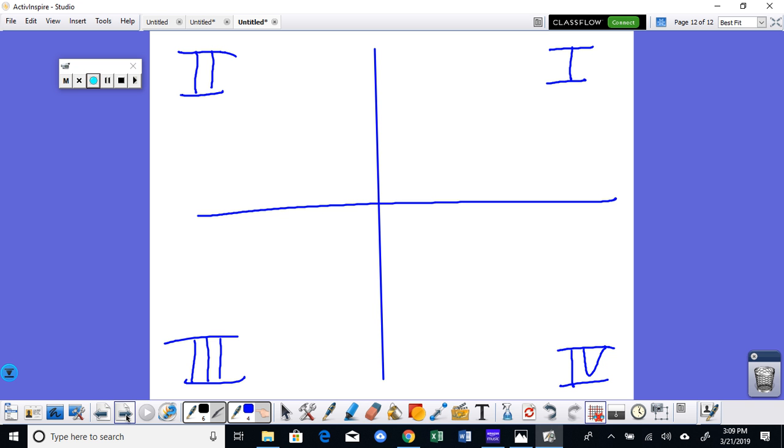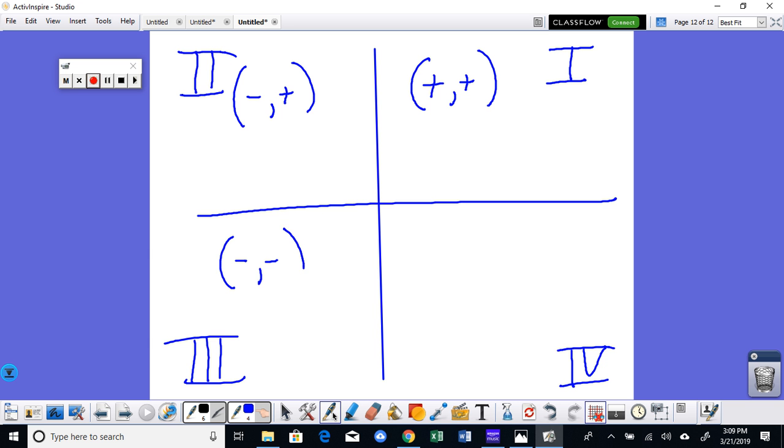In quadrant 1, what are the signs of my x and y? Positive, positive. In quadrant 2. 3. Negative. 4. Positive, negative. All right, it's very important that you got that piece down.